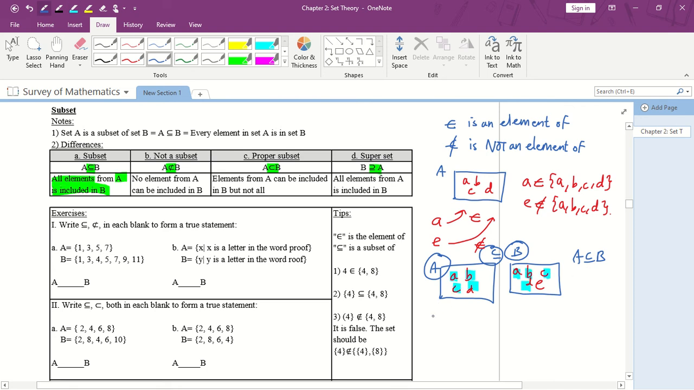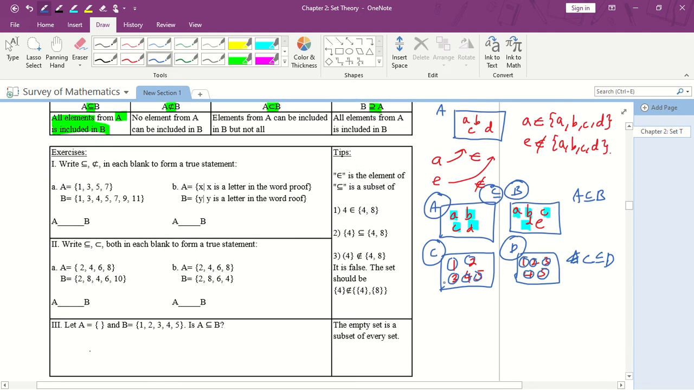Let's try another example. Now I come up with box C and box D. Box C has 1, 2, 3, 4, 5, and box D has 1, 2, 3, 4, 5. Now let me ask you, is C a subset of D? The answer is yes, because all elements from C, 1, 2, 3, 4, 5, are also in D. So C is also a subset of D.